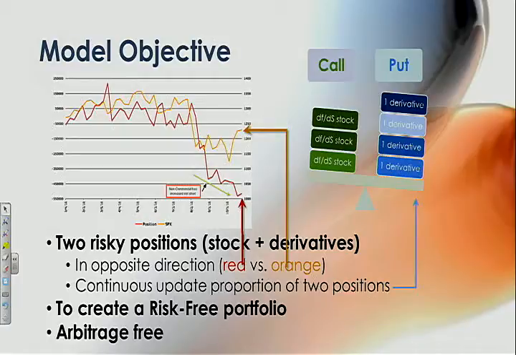Now, what is the arbitrage opportunity here? Let's say if the portfolio rate of return is higher than the risk-free rate, you can always borrow money at the risk-free rate and then invest in this portfolio. On the other hand, if the risk-free rate is higher than the return of this portfolio, then you can always short the asset and then buy the risk-free security.